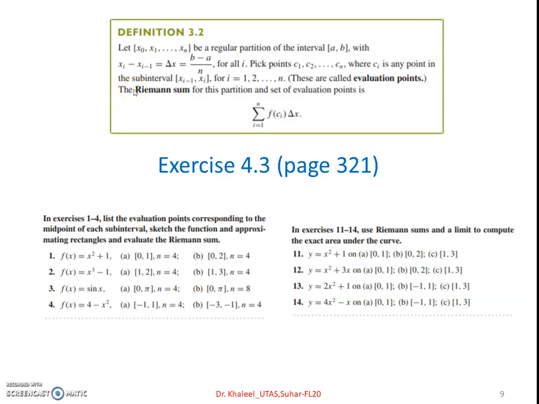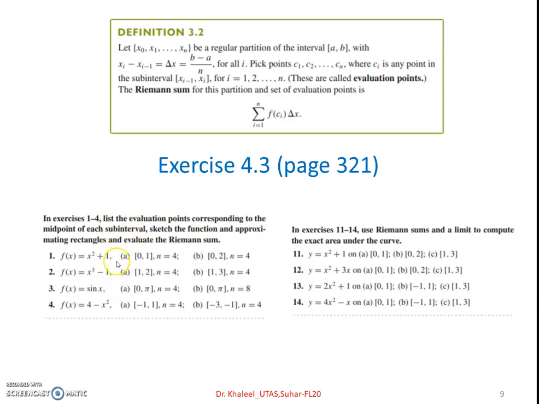So here is the Riemann sum. Let x naught to xn be the regular partition of the interval [a, b], and the width delta x is given by (b minus a) divided by n for all i. Pick the point ci, where ci is any point in the subinterval, and these are called evaluation points. Then the Riemann sum for this partition and the set of evaluation points is given by this.